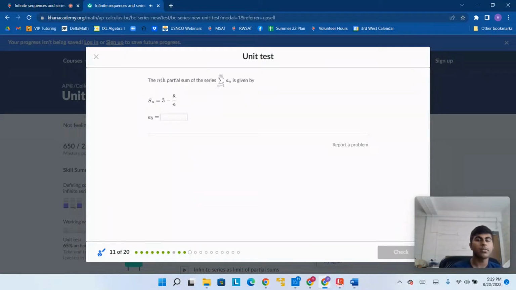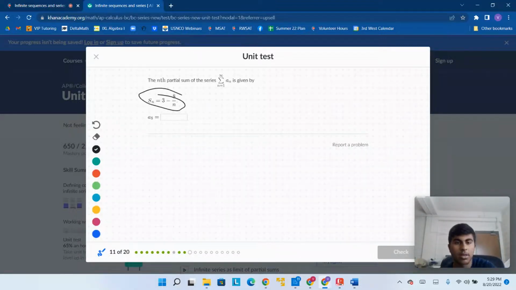Let's keep going. The nth partial sum of the series is given by S_n equals 3 minus 8 over n, and it's asking us for a_8. How are we going to figure that out? Well, the thing about partial sums is that S7, the seventh partial sum, is going to be a1 plus a2 plus a3 plus a4 all the way up to a7. And S8, the eighth partial sum, is going to be the same thing plus a8, which means that a8 is just going to be S8 minus S7.